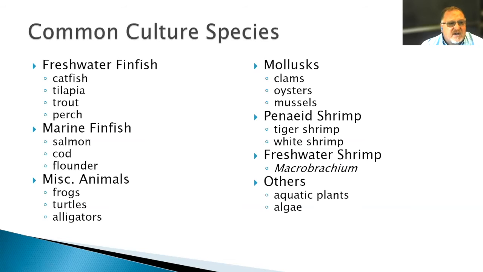So these are some common aquaculture species. Again, most are probably familiar, some may not be. There are things like frogs, turtles, alligators, macrobrachium, which is a freshwater shrimp, or a prawn, some people call it. And then other things like aquatic plants and algae are all under this aquaculture umbrella. And then, of course, there are lots of things like salmon, catfish, tilapia, and then clams and oysters that we might expect. So the aquaculture umbrella is quite varied.